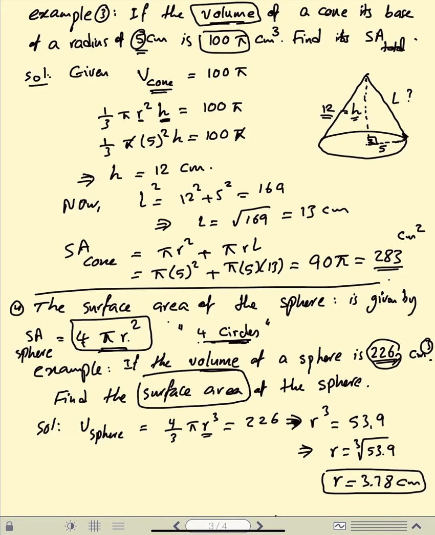Then the surface area of the sphere, simple like this, is equal to 4 times pi times 3.78 squared. That's it. It is 179 centimeters squared.